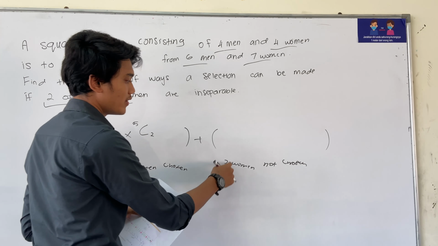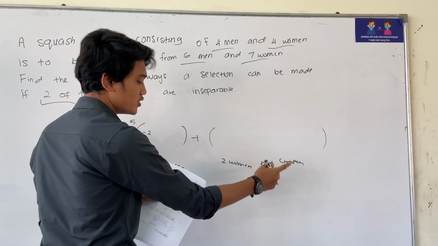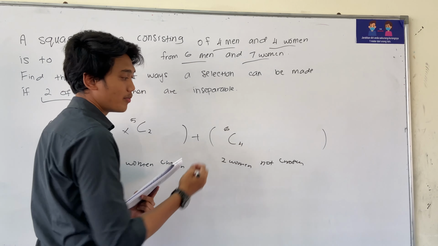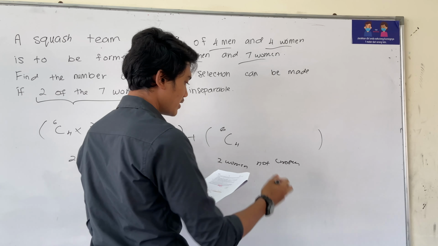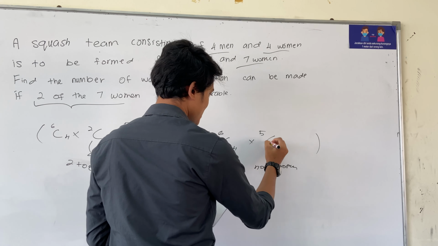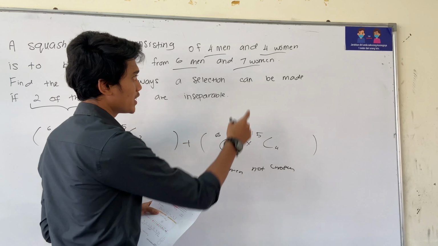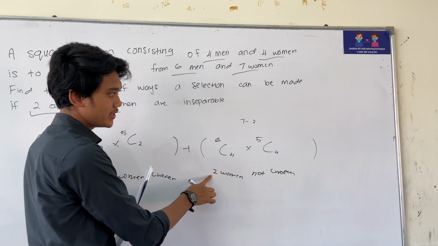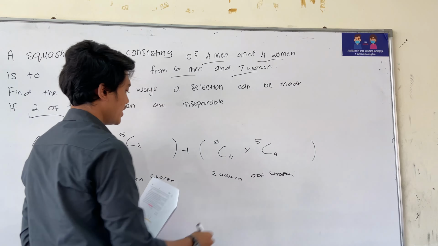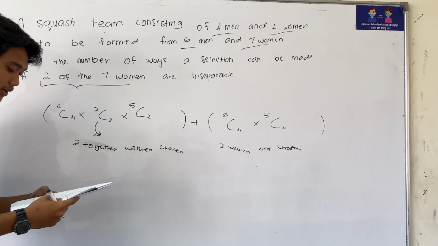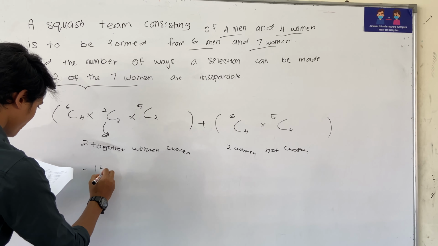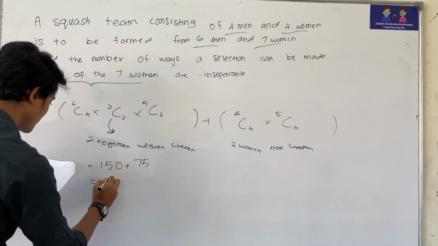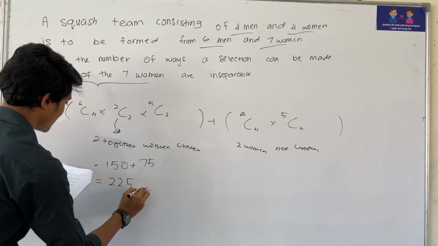This column mentions the 2 women that are chosen, so we see 6C4, this mentions the men, like normal, then times 5C4 because we already subtract 7 minus 2, so we get 5. If we calculate, just use our calculator, we can get 75, and the final answer is 105. Okay, thank you.